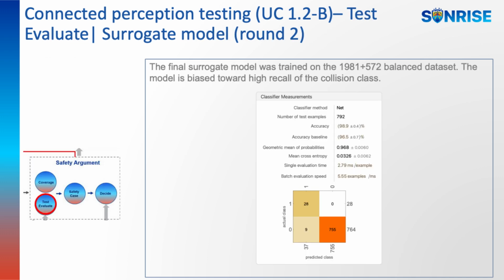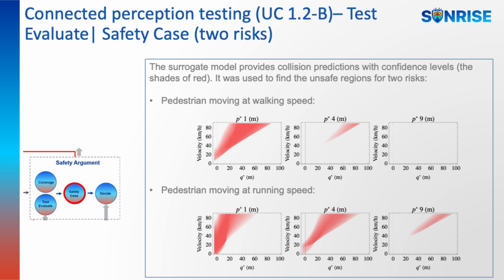The final surrogate model was trained on the 1981 plus 572 balanced dataset. The model is biased toward high recall of the collision class. The surrogate model provides collision predictions with confidence levels, the shades of red. It was used to find the unsafe regions for 2 risks: a pedestrian moving at walking speed, on top; a pedestrian moving at running speed, at the bottom.